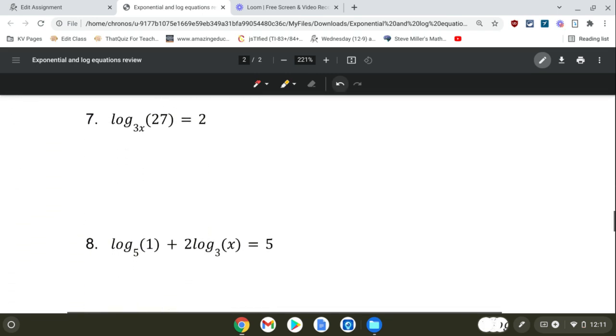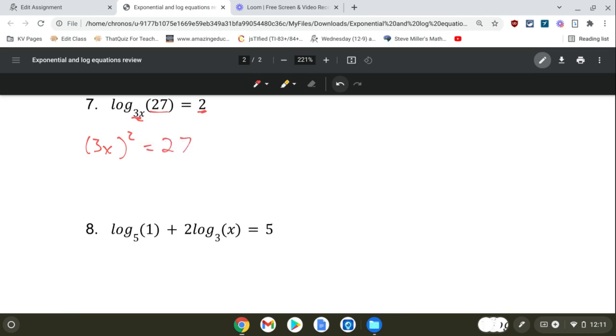All right. Number 7. It's going to be 3x to the second power is equal to 27. So it's going to be that whole 3x to the second power is equal to 27. Now, I could take the square root of both sides, but then I'd be taking the square root of 27. I don't want to do that. It'll be easier just to distribute this exponent. It's 3x times 3x, so that's going to be 9x squared is equal to 27.